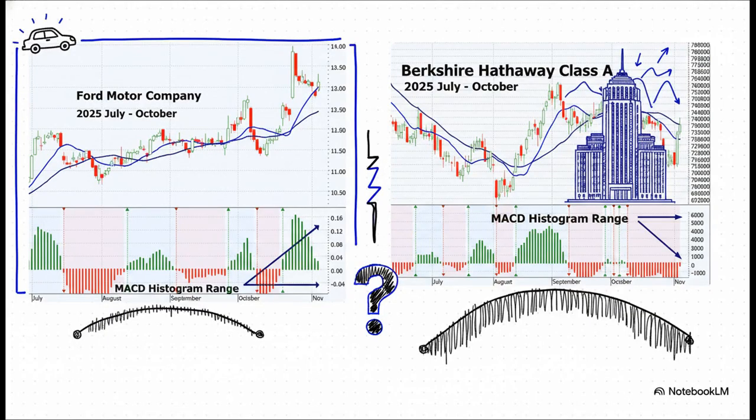And check this out, because this makes it perfectly clear. On the left, you've got Ford, a $12 stock. Its MACD histogram barely budges, moving between plus and minus 0.16. Then on the right, you have Berkshire Hathaway, a stock trading for over $700,000 a share. Its histogram swings by thousands of points. So a similar percentage move in the price of each stock gives you a wildly different MACD value. You just can't compare them.